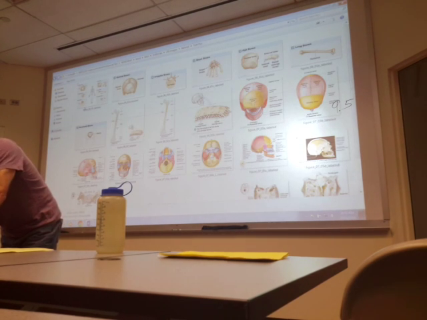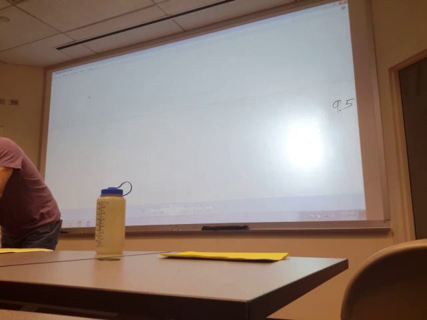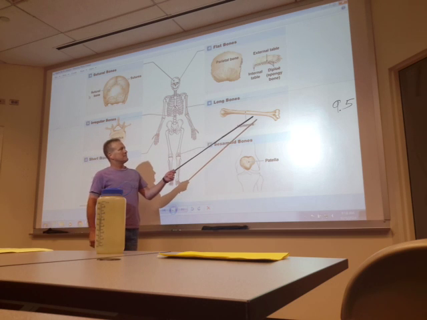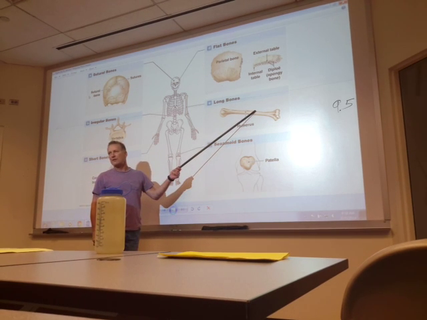So as we start talking about bones, we encounter various shapes, and anatomists like to classify things. So bones are classified according to their shape. And some of it's kind of common sense, but then some of it's kind of weird. For example, most long bones are long bones, but not all long bones are long.